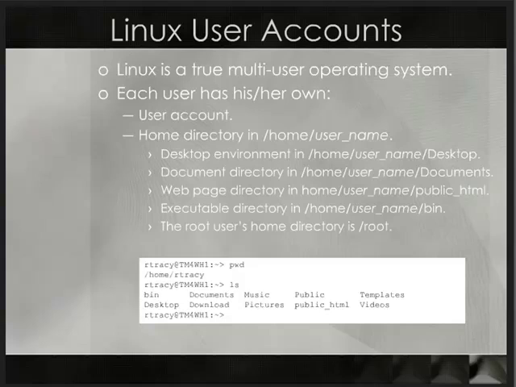Now, within each user's home directory are usually a series of subdirectories that are created to organize each user's files. Now, the actual directories that are created will vary a little bit from distribution to distribution. The most common ones are listed here on this slide. First of all, within our home directory, we have a subdirectory named desktop. These are the files that appear on our graphical desktop.